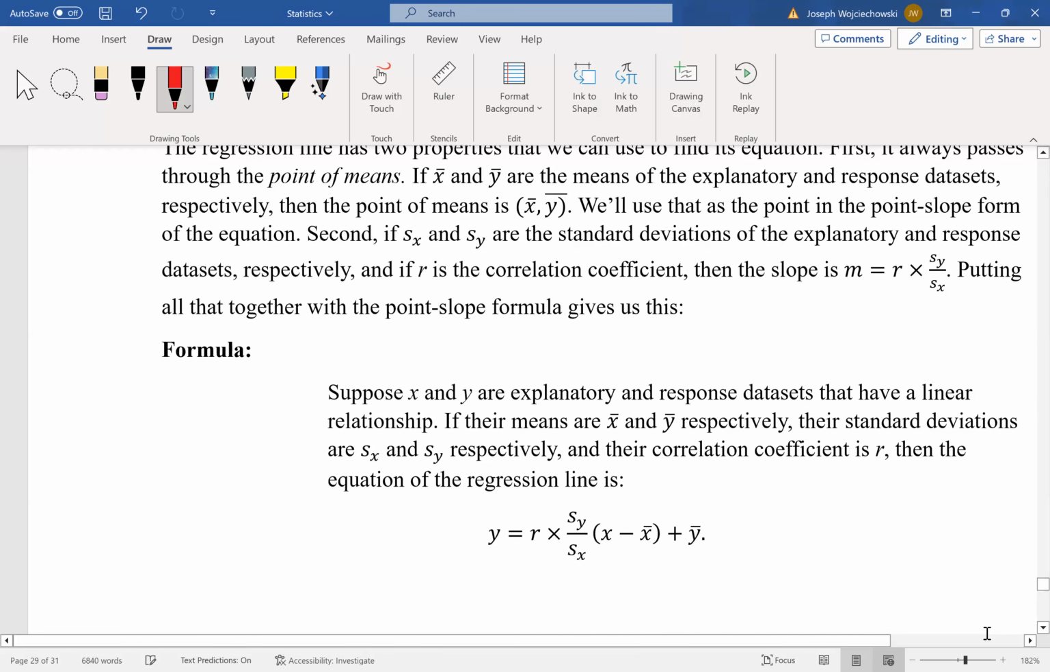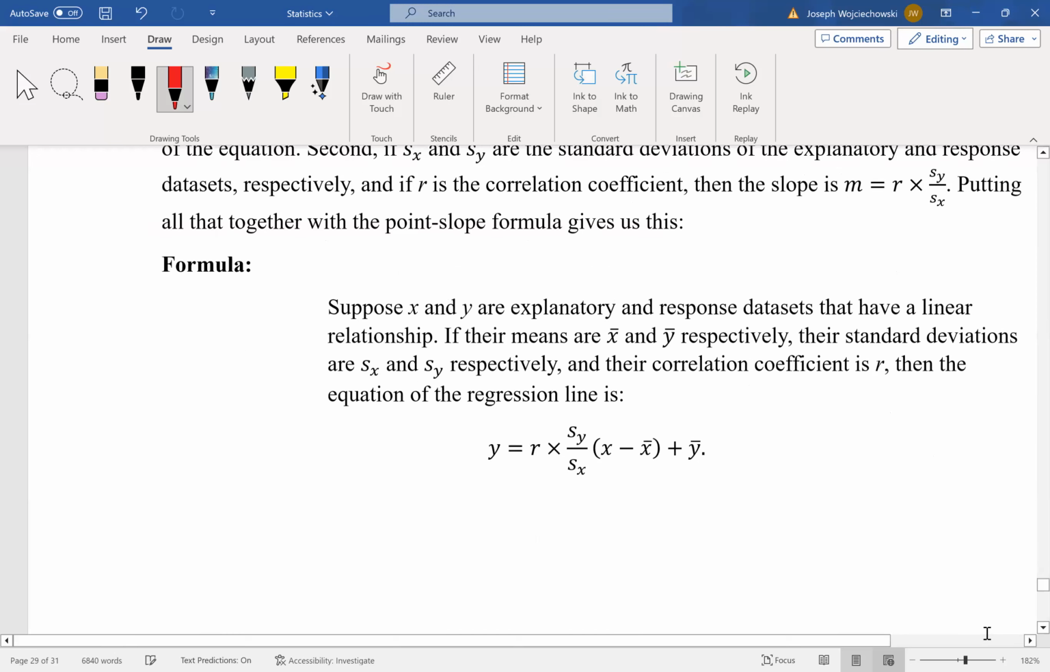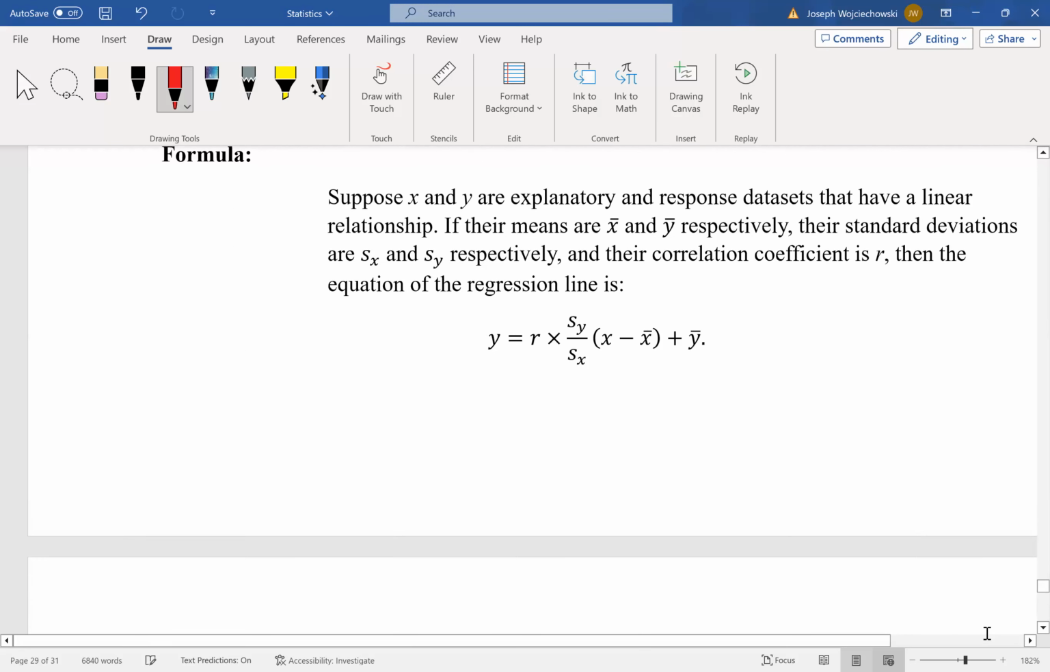Suppose x and y are explanatory and response data sets that have a linear relationship. If their means are x bar and y bar respectively, their standard deviations are s sub x and s sub y respectively, and their correlation coefficient is r, then the equation for the regression line is y equals r times s sub y over s sub x times (x minus x bar) plus y bar.